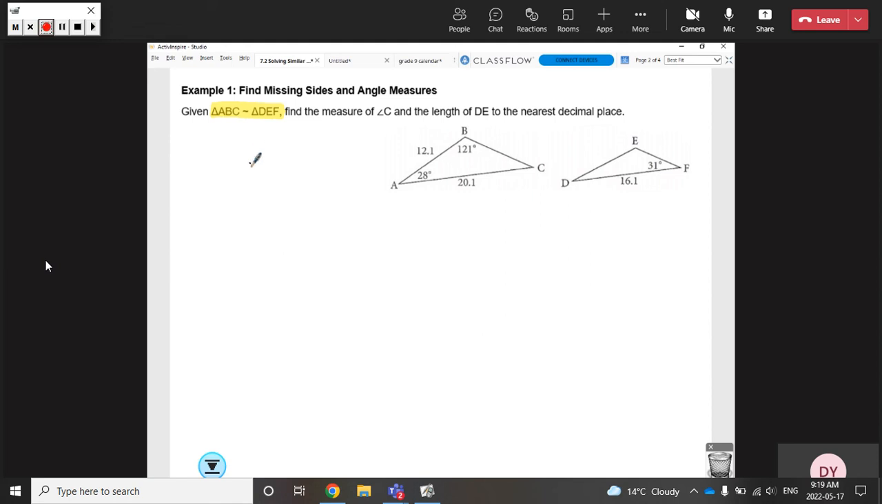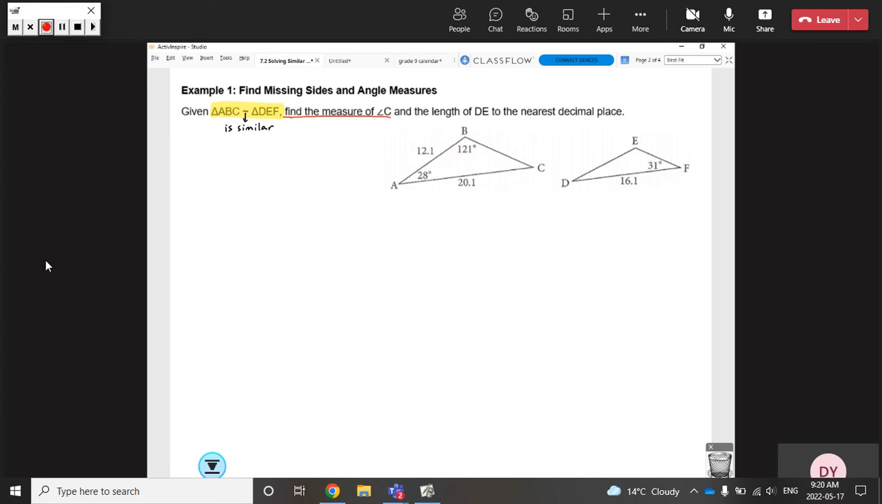Yeah, they're similar. It's saying triangle ABC is similar to triangle DEF. So because it explicitly states that, we don't actually have to go and prove that similarity exists. But what they want us to do is first find the measure of angle C. Oh, I kind of missed that. Find the measure of angle C. We'll do that.